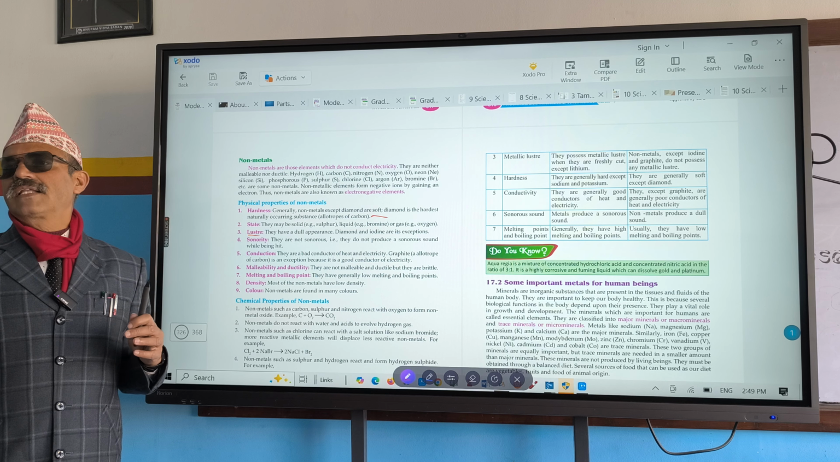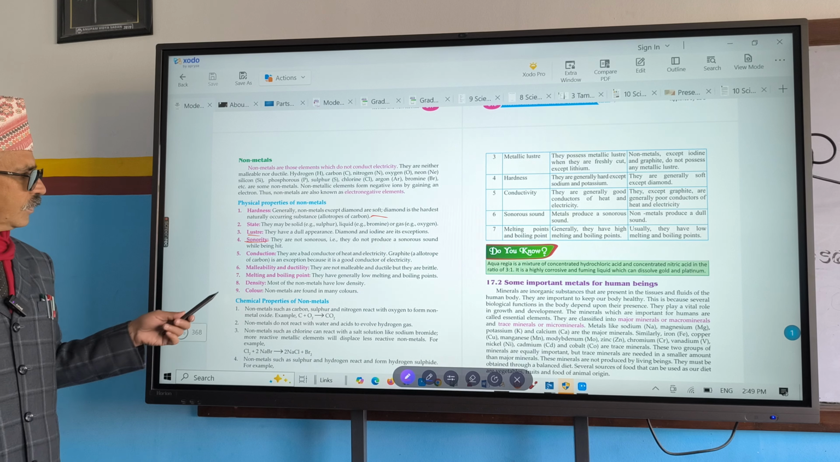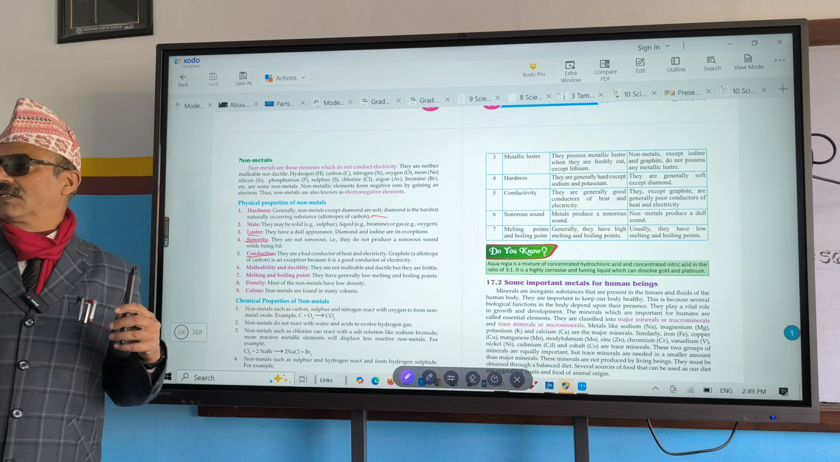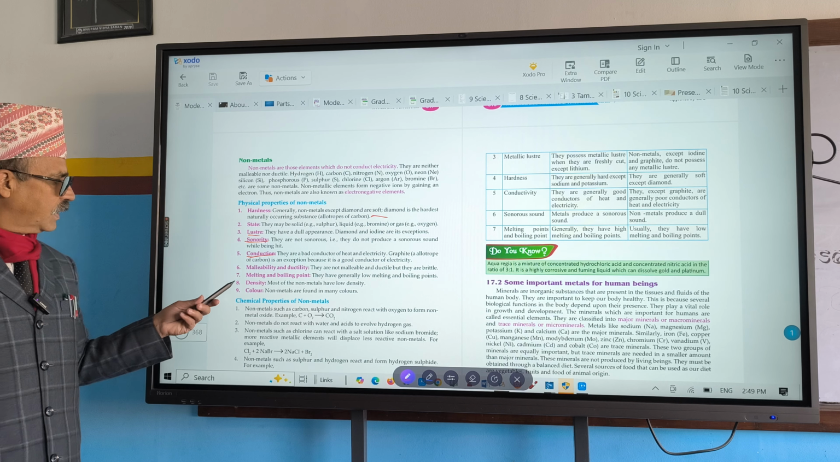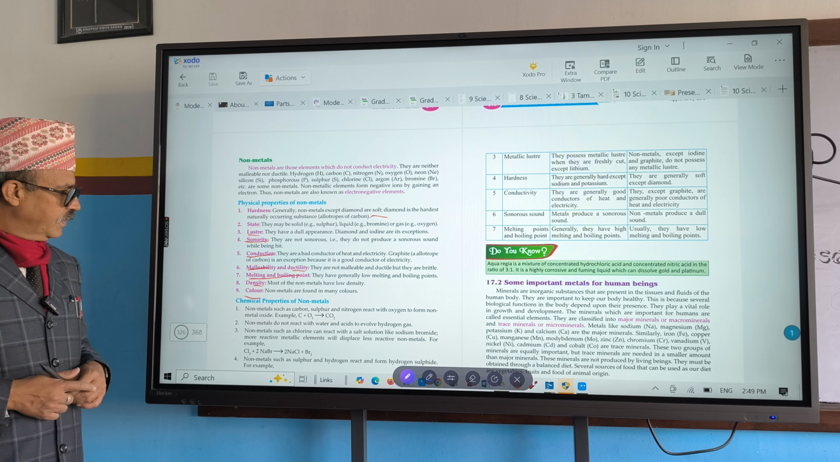Luster, are they shiny or dull? They are dull. Sonority, do they produce sonorous sound? No. They are not sonorous, no sound. What about conduction? Do they conduct electricity? Bad conductor. Malleability and ductility. Can you hammer them? Can you make wire? No. Their melting point and boiling point is low. And they are heavy or light? Light. And what about their color? Many different types of colors. So these things we have done.